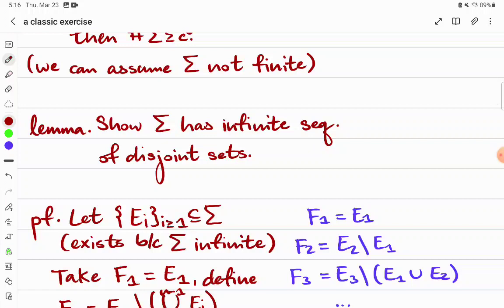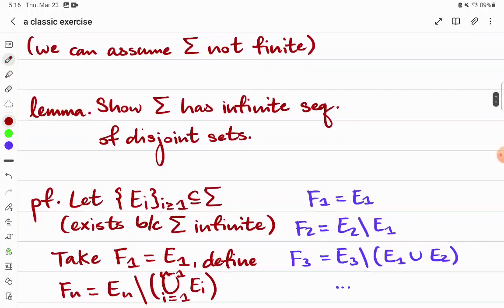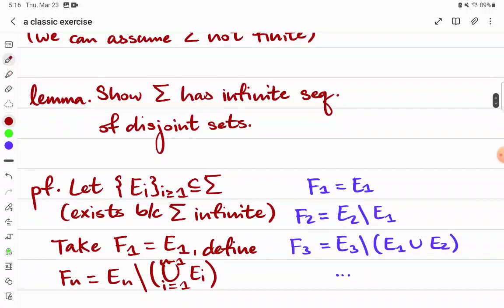We're going to take the starting set to just be the same, right? F sub 1 is going to equal E sub 1, and now from this, we're going to take this iterative definition where we define the nth term in this new sequence of subsets, F sub n, to be equal to the complement of the union of all E sub i, where i runs from 1 to n minus 1, in E sub n.